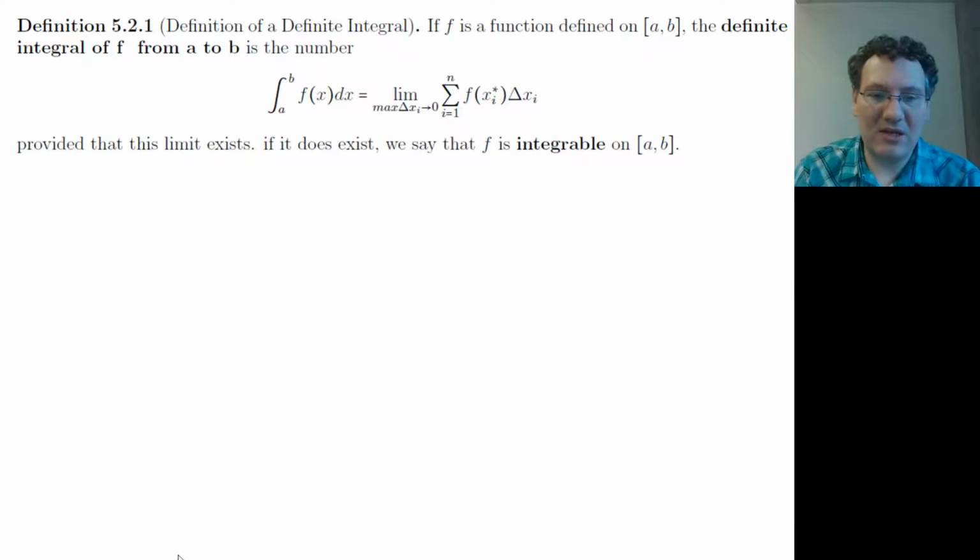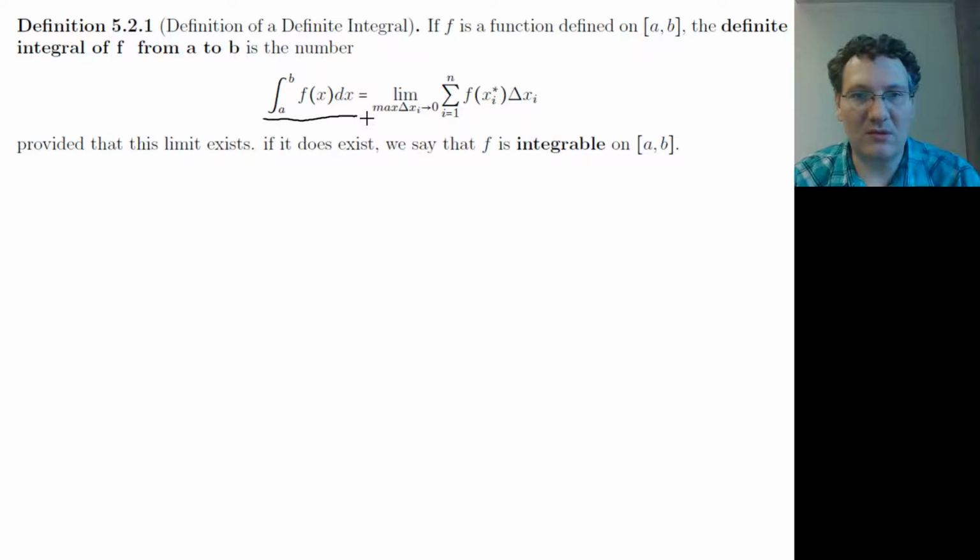This is the notation that we use. We say it's the definite integral of the function f from A to B, and we use this notation to indicate the integral. The differential dx is like the limit of these delta x's as they get smaller and smaller. We define this as the definite integral as long as the limit exists. There are going to be cases when the limit does not exist. If the limit exists, we say that the function is integrable on the interval from A to B.